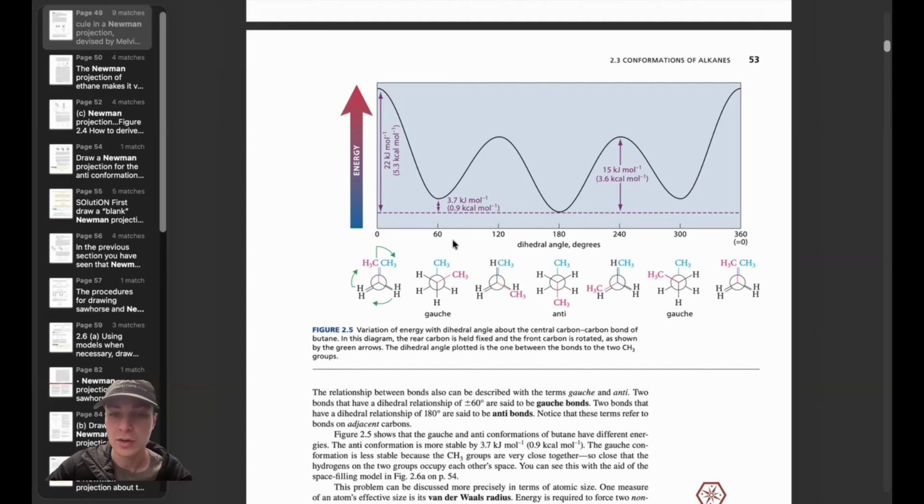And again, gauche, you have a local minimum, but it's when the CH3 groups, or in our case, the CH3 and the OH groups, when they are anti to each other. And once again, let's look at the anti relative to our diagram here, or our ball and stick model, shall we say.